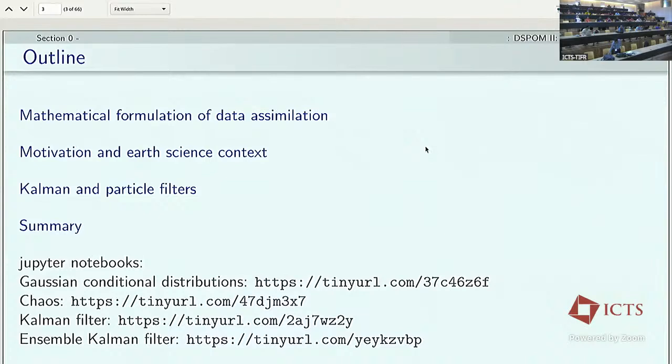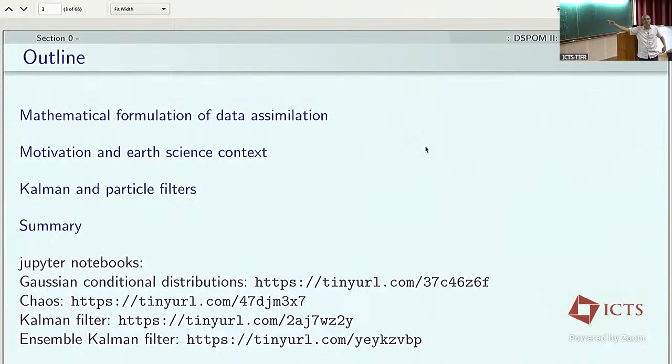So I've planned this as a general introduction to data assimilation, as well as a bit of mathematical details, not a whole lot, and some hands-on things where we actually implement some of the main algorithms that we use for data assimilation. And those are all listed here. I have also listed them there. Starting from something very, very simple.